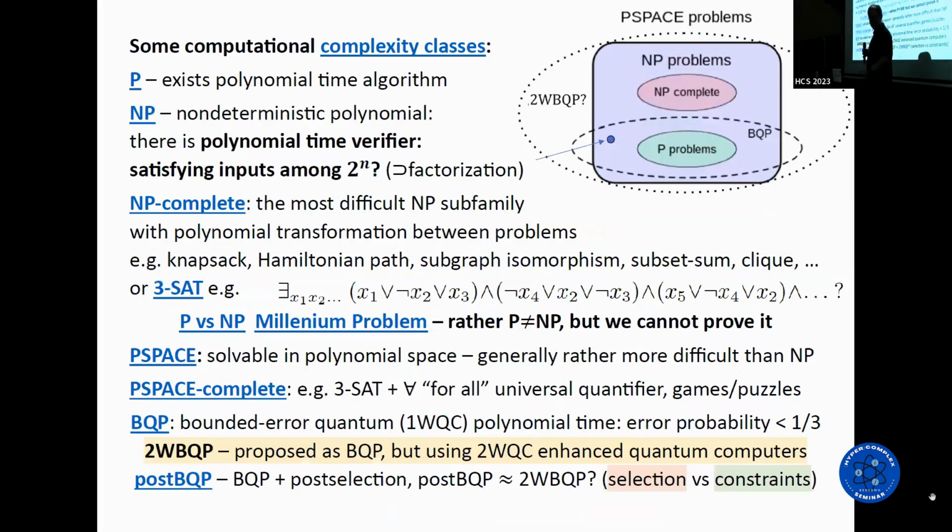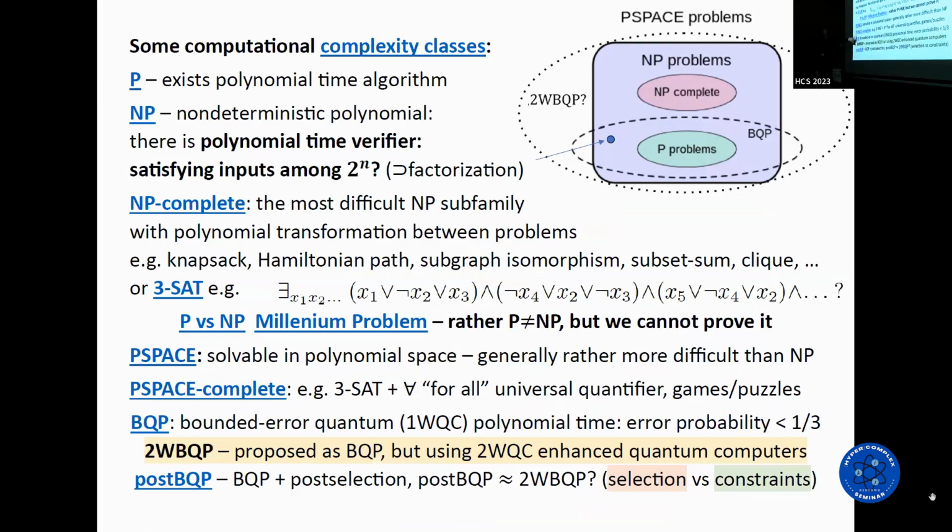Okay, so here are some complexity classes. There are polynomial time algorithms. Then there is NP, with a polynomial time verifier, but there is an exponential number of inputs, so we would like to find the proper input. And we have NP-complete problems, for example 3-SAT. Then there is PSPACE, also very interesting, like 3-SAT, but there is also a for-all quantifier here.